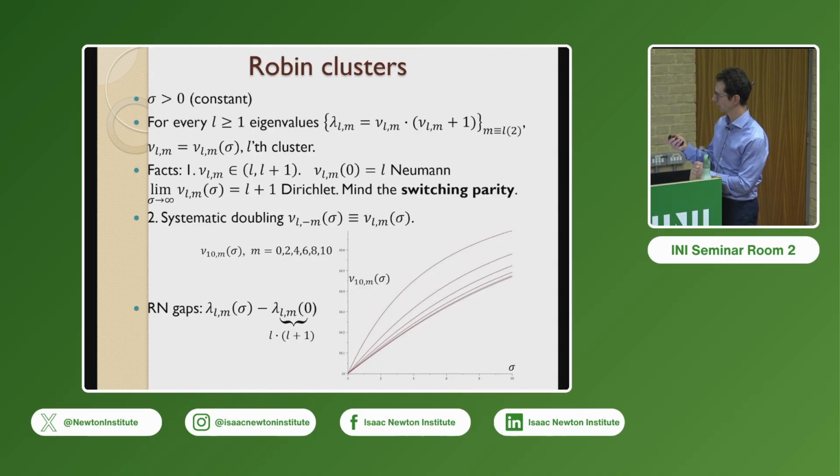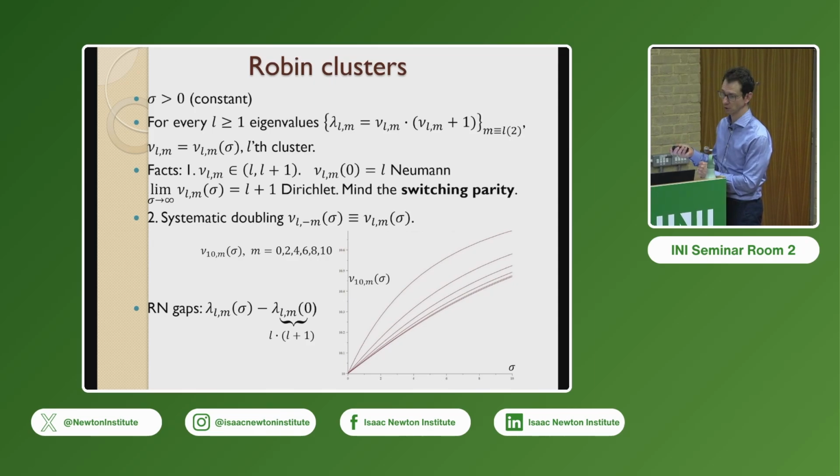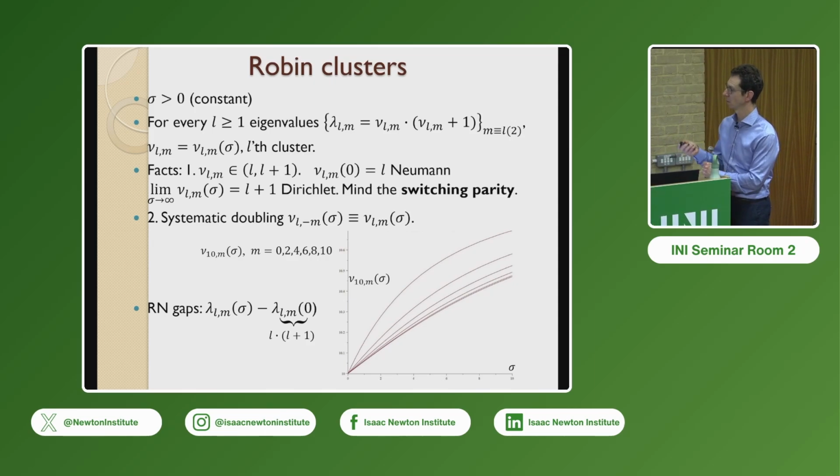And this is a typical graph like that. So here L equals 10. And I only took M that are positive, between 0 and 10, and equal to L modulo 2. Okay, and the corresponding Robin-Neumann gap is precisely the number lambda minus the corresponding Neumann eigenvalue, which is L times L plus 1.